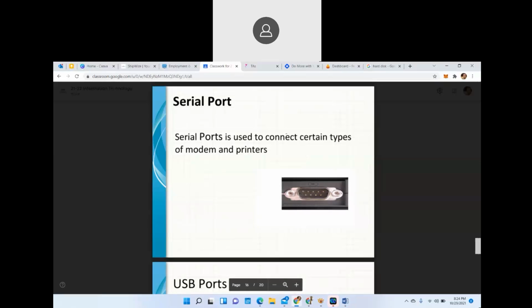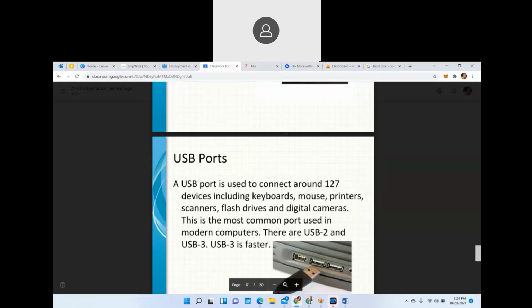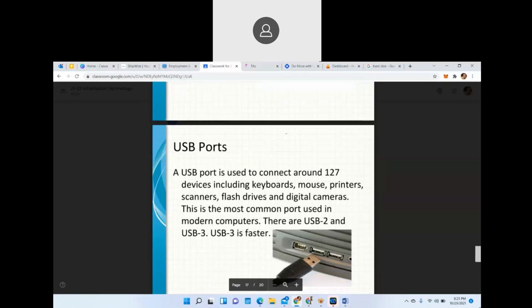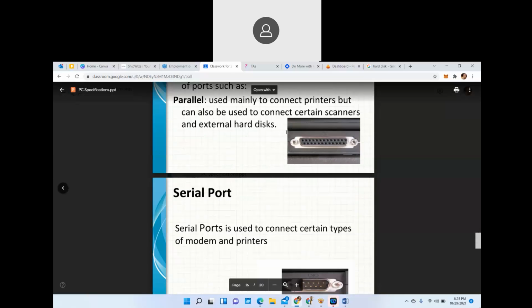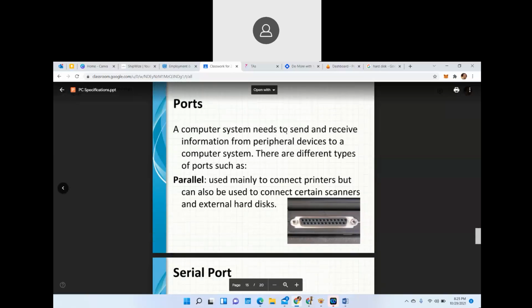Even though nowadays they're making the USB port the standard. That's why USB means universal serial bus. That means you can work with anything. That's why you can plug your phone into your computer, your printer, your camera, everything. That's how they started to make it now. Universal serial bus. So ports are very important, and you have different types of ports.